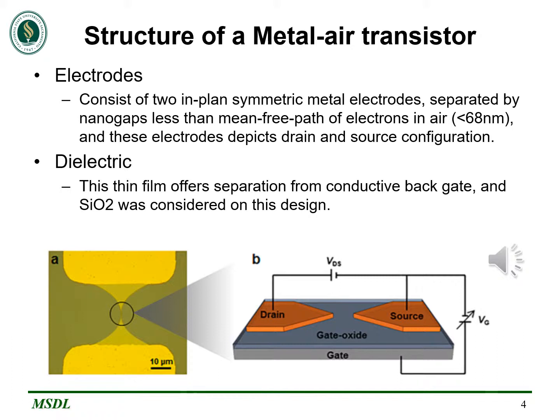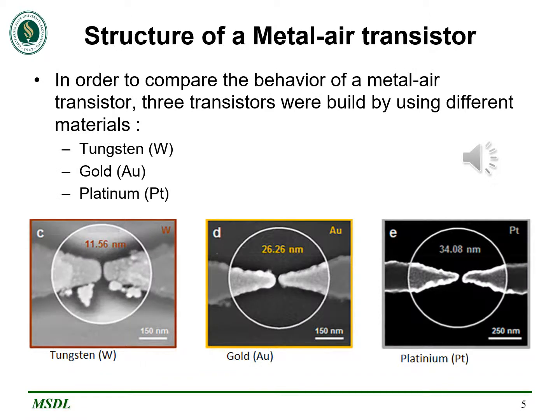In figure A, you see a top view optical image of a fabricated device. Image B is a schematic illustration of the device structure with the biasing scheme. Tungsten, gold, and platinum of 50 nanometers thickness were the metals considered in this work. Dry thermal silicon dioxide was used as the dielectric on highly conductive silicon as the back gate. So, as I was saying, in this presentation we're going to compare the behavior of metal air transistors using three different materials: tungsten, gold, and platinum.